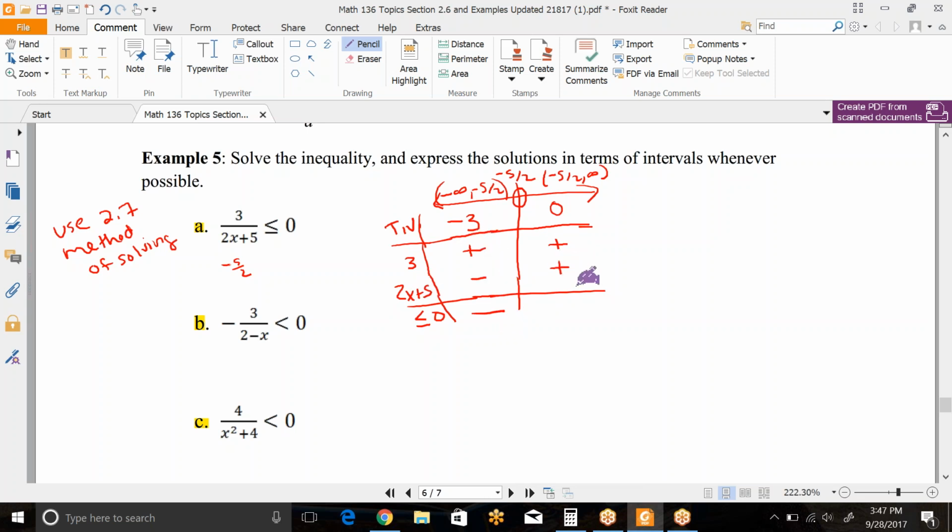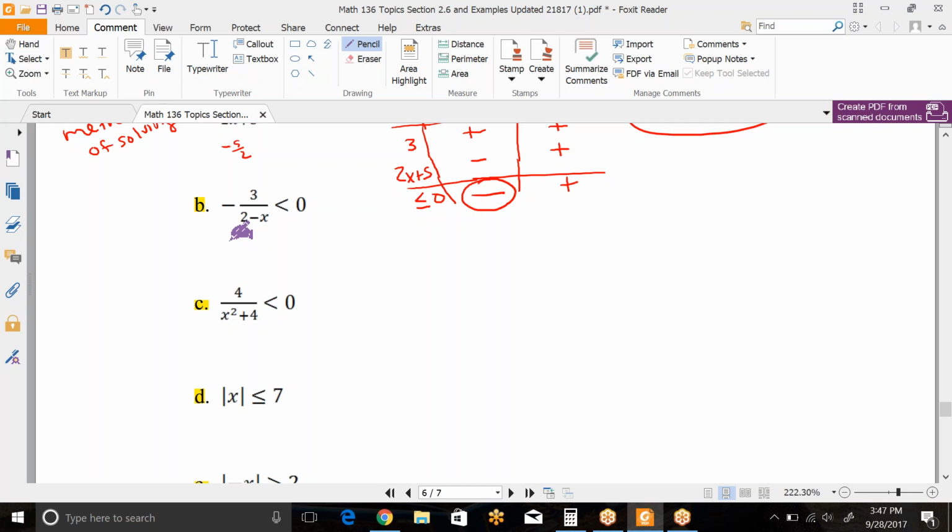0, though, will give us another positive. So since we want less than or equal to 0, this is the interval we want. So the answer is negative infinity to negative 5/2. Okay, so let's look at this one. This is a little different because there's a negative out front. So I'm going to put that up top with that 3.